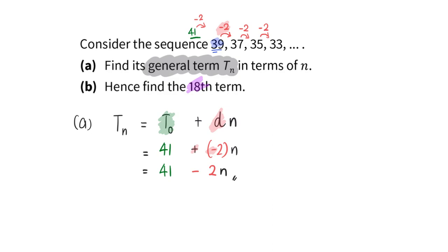So part B is pretty straightforward. All I have to do is to substitute n as 18. So this will be 41 minus 2 times 18, and that will give me a value of 5.